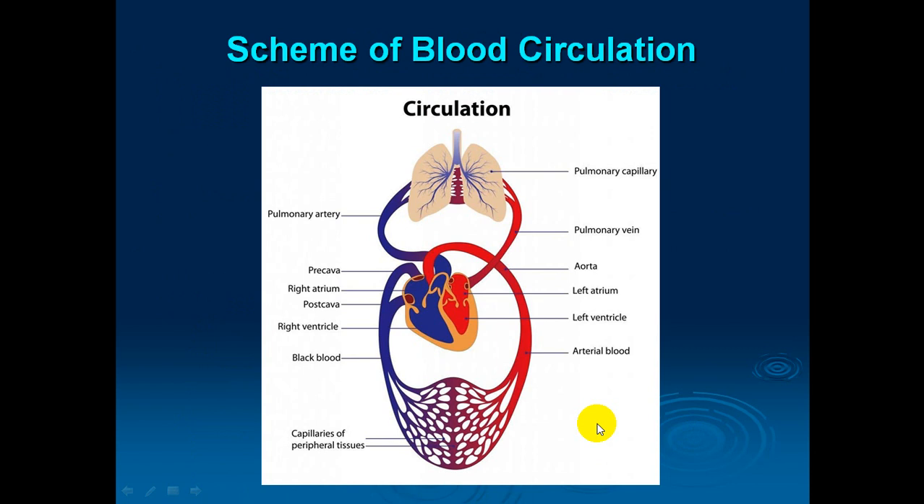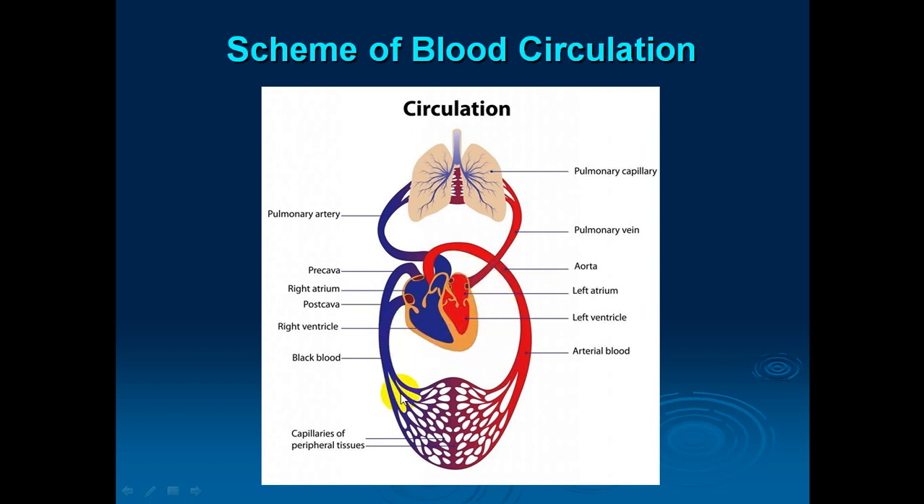I think you already know about this scheme of blood circulation. This is a closed circuit of blood circulation. If it's a closed circuit, there are two kinds of main vessels, veins and arteries, and then the circulation is regulated by a main pump that we call the heart.